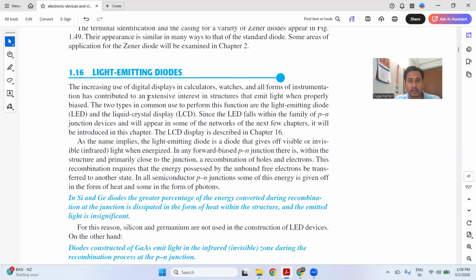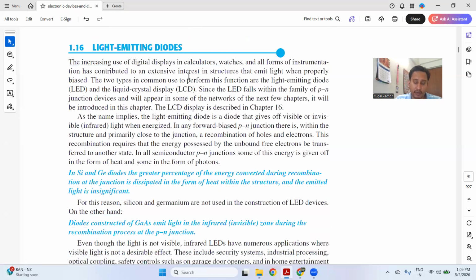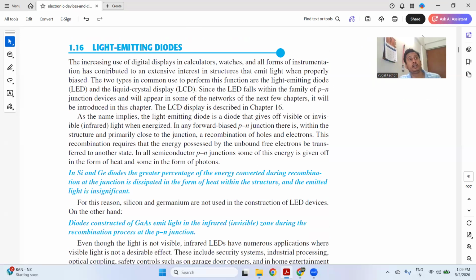Move on to the next topic. The next topic is the light emitting diode. Light emitting diode, in short form, it is known as the LED. What is an LED? Suppose you are sitting in a car or you are watching a TV, or these days home appliances are also made up of LED.